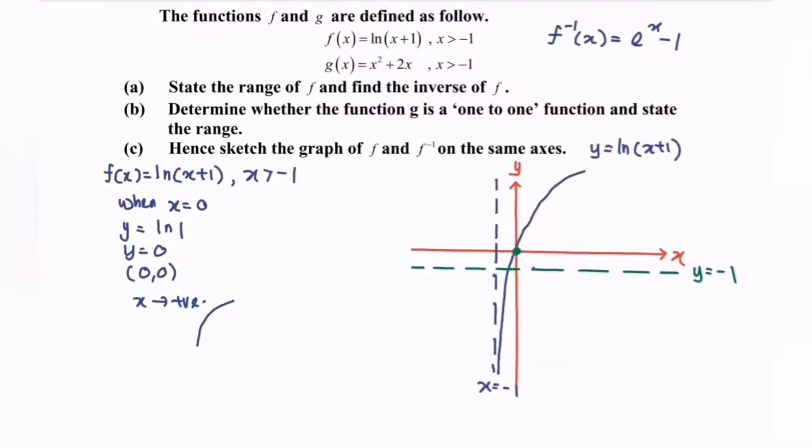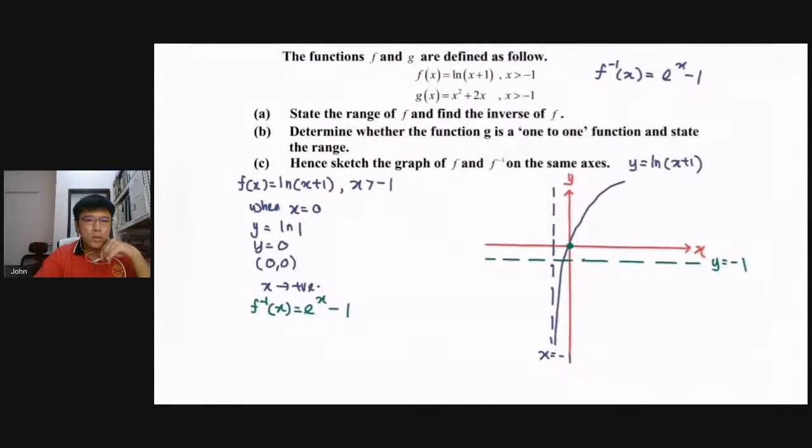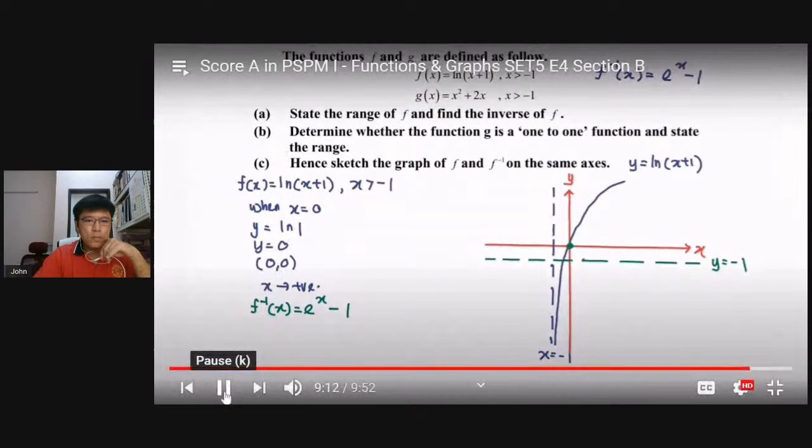Next, we have to sketch the graph for the exponent x. So kindly refer to the f inverse, where we have e to the power of x minus 1. Where we have the exponent x, the coefficient is positive. So the graph will be moved towards the right.